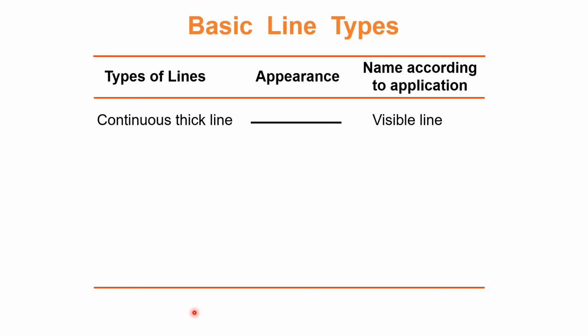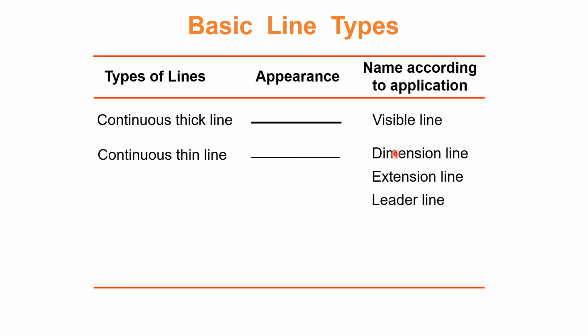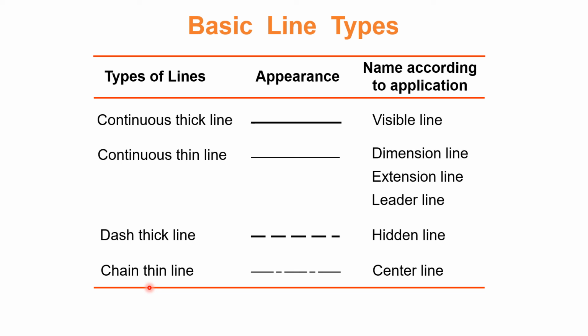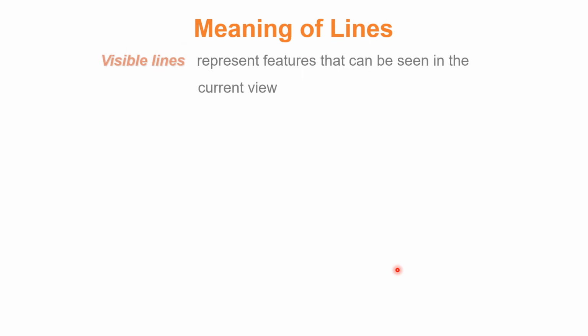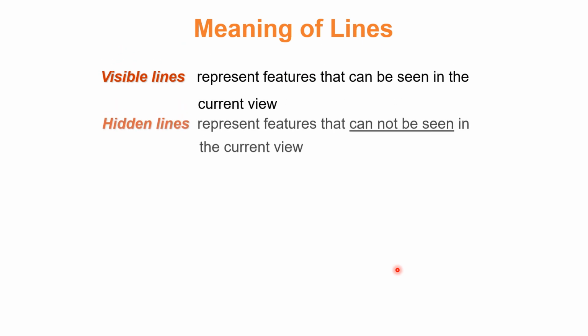Now, basic line types. There are a few basic line types. Continuous thick line, which is also called the construction line. Continuous thin line, like dimension line, extension line, and leader line. I will explain what the dimension line, extension line, and leader line are. Dash thick line, dash dash dash, is shown for hidden features. As I explained in the orthographic drawing, the hidden object is shown with a dash line. And chain line, long dash, short dash, long dash, short dash, is the center line. That is the definition of each line.